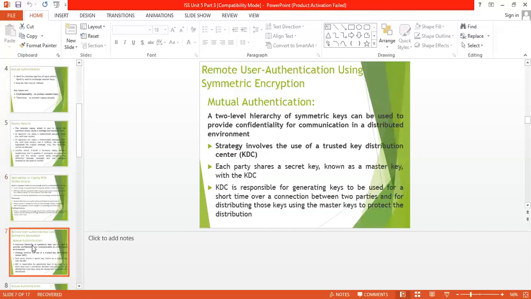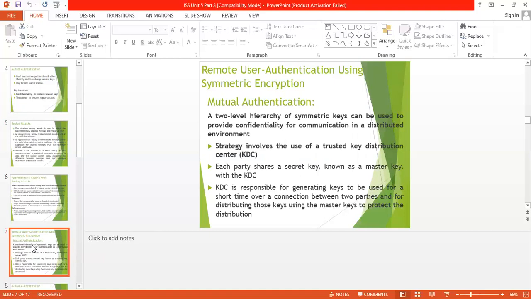So first of all, we will discuss remote user authentication using symmetric encryption. First thing is mutual authentication. Basically, in mutual authentication, a two-level hierarchy of symmetric keys can be used to provide confidentiality for communication in a distributed environment. In this case, we use the KDC, the key distribution center.